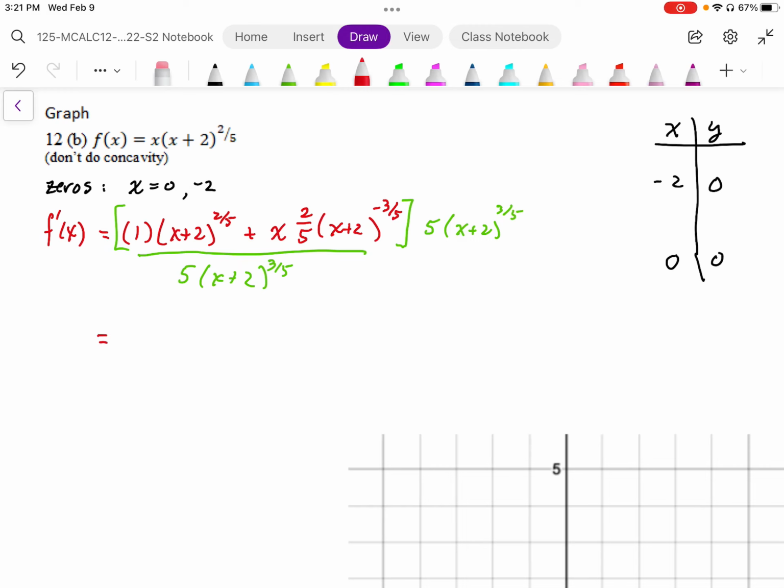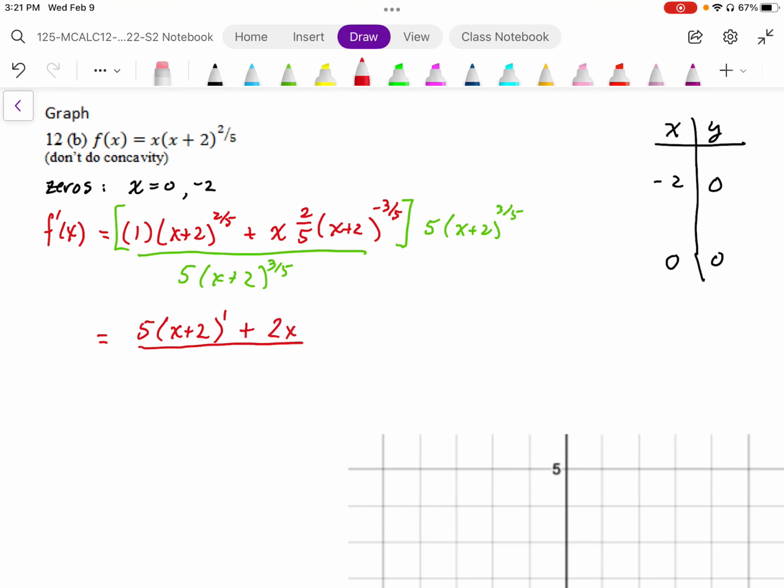Okay, so when I do that, I'm going to end up multiplying by 5 here. So I get 5 in the top. I get (x plus 2) to the power 2 over 5 times 3 over 5. Well, that means that I'm going to get power 1. So I'm going to end up with an (x plus 2) to the power 1 factor. That's very useful. Here the (x plus 2) to the -3/5 and the positive 3/5 cancel out. The 5's cancel out. So I'm left with just 2x.